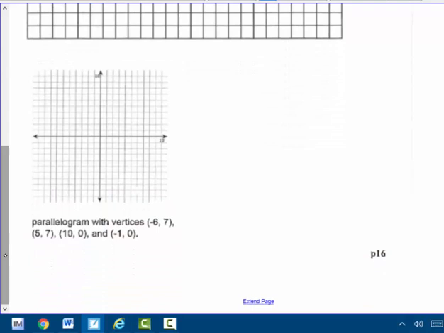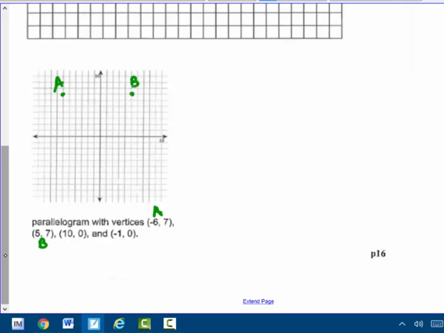Parallelogram with vertices of -6 and 7, 5 and 7, 10 and 0, and -1 and 0. So we're drawing this. Okay, negative 6, 1, 2, 3, 4, 5, 6, 7. So there, I'm going to call it A. I like to have vertices on here. This is B, 5, 7. 5, 7 would be right here.